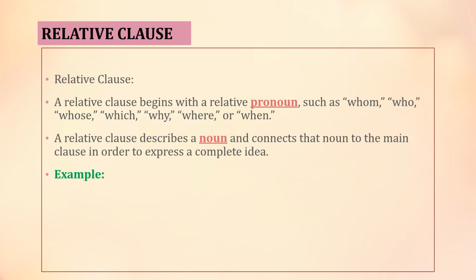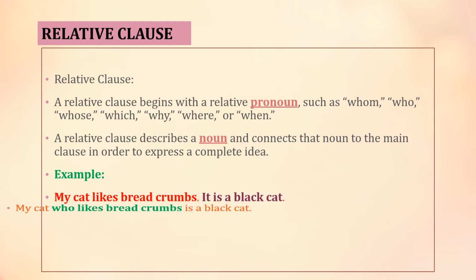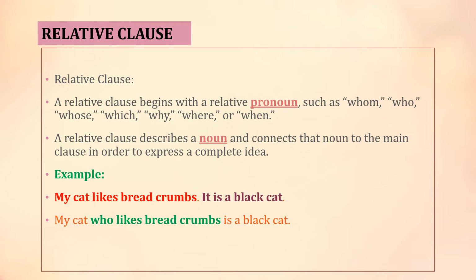If we observe this sentence, we find 2 clauses in this. My cat likes breadcrumbs is an independent clause. It is a black cat, is called a dependent clause. If we join them with a relative pronoun, then the sentence appears: my cat who likes breadcrumbs is a black cat.